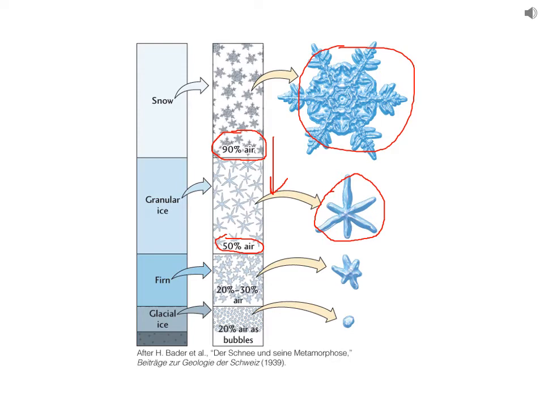If we melt them a little more and compact them a little more, we get this thing called firn, which are more like little globs than they are like ice crystals, and that's about 20 to 30% air. And then finally, when we're down to about 20% air bubbles, you can see the little air bubbles in here. That's glacial ice, and so there is a lot of air in there, but it's basically solid ice as we would think of it.